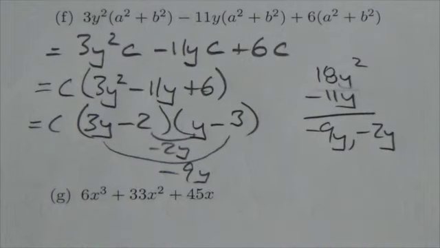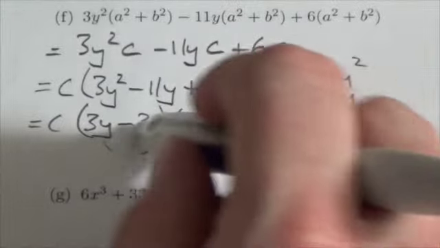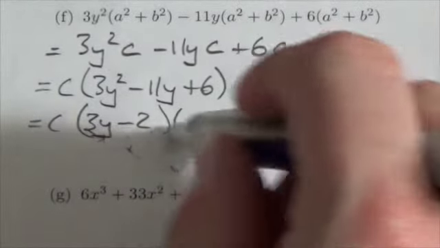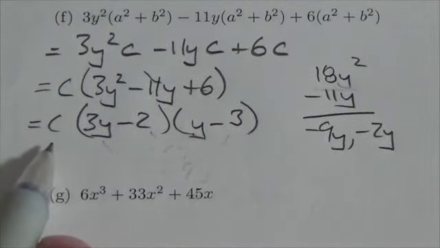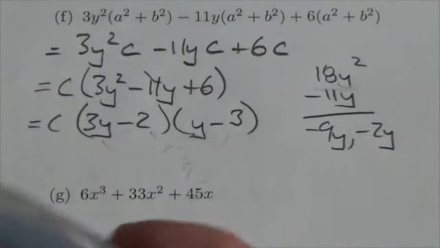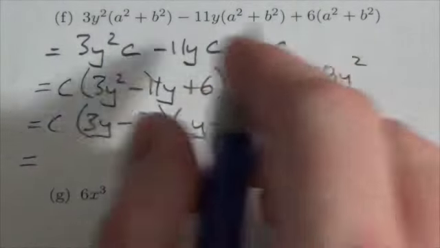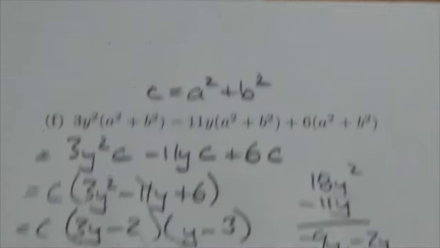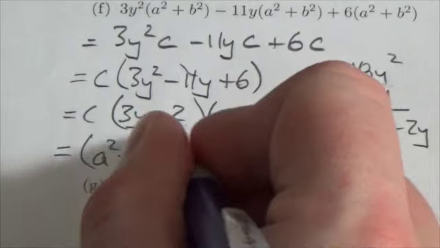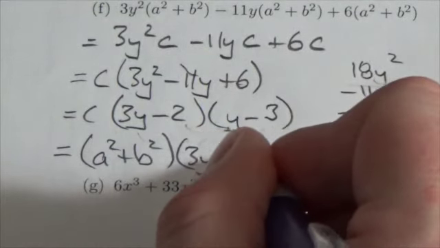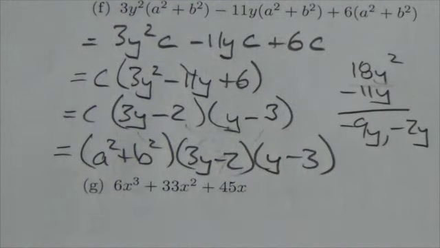Now, normally, that would be it. However, I'm going to erase this right here. I haven't done this before, but the reason I'm doing this is because I've got a c in this problem, and that c shouldn't be there. It was not part of the original question. So what I've got to do now is put that a squared plus b squared back into this question. So now this becomes a squared plus b squared multiplied by 3y minus 2 times y minus 3. And that's the factored form of that expression.